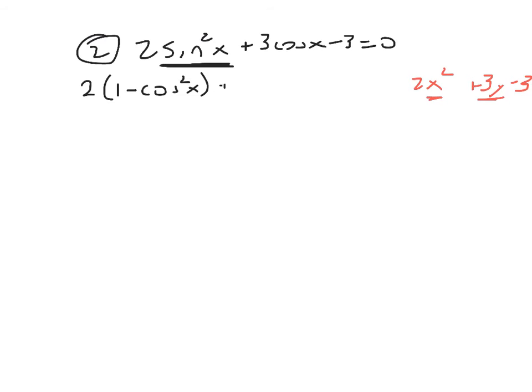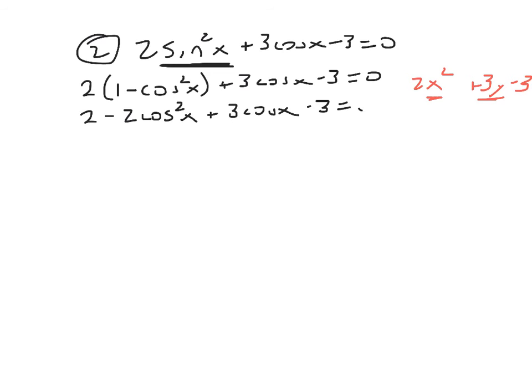I'm going to keep everything else the same. Plus 3 cosine minus 3 equals 0. So all of that's going to stay. Now if I distribute 2, minus 2 cosine squared plus 3 cosine minus 3 equals 0. I can see that I got them all to the same variable. I can combine some terms. Negative 2 cosine squared plus 3 cosine minus 1 equals 0.